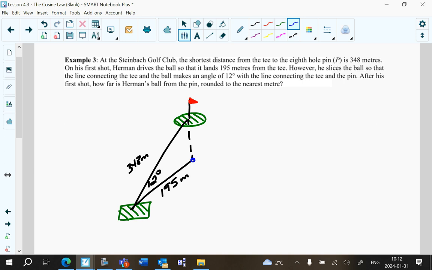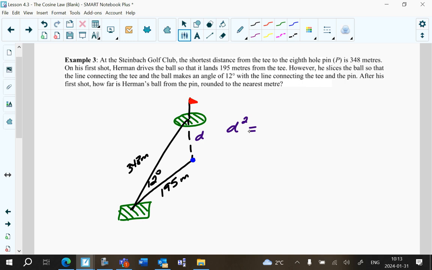So I need to figure out this distance. Two sides. Is it cosine law or sine law? Two sides and the angle between them. It is the cosine law. So the unknown side is this. So d squared equals what?